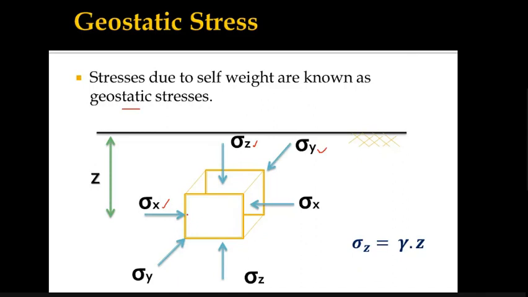Here in this figure, we can see the horizontal stress, that is sigma x, acting on this vertical plane, and the vertical stress, that is sigma z, acting on this horizontal plane. The depth of the soil will be denoted by the symbol z. The stress we can calculate with the help of the unit weight of soil and how much depth of soil is present, that is z.